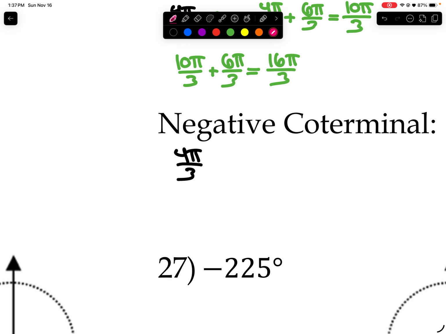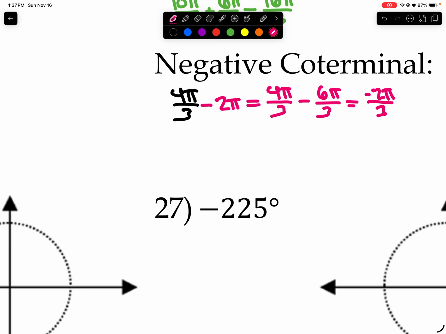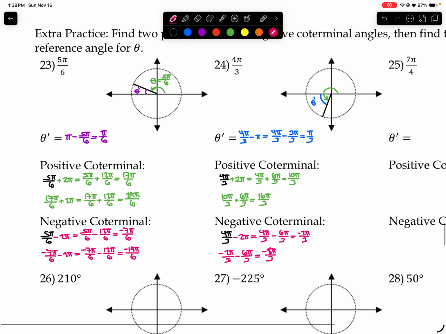Okay, and then I'm going to do the negative coterminal, so 4 pi over 3. I'm going to subtract 2 pi. So 4 pi over 3 minus 6 pi over 3, which is going to give you negative 2 pi over 3. And then we're going to subtract another 2 pi. So I'm going to subtract 6 pi over 3, which is going to be negative 8 pi over 3. So, ta-da!